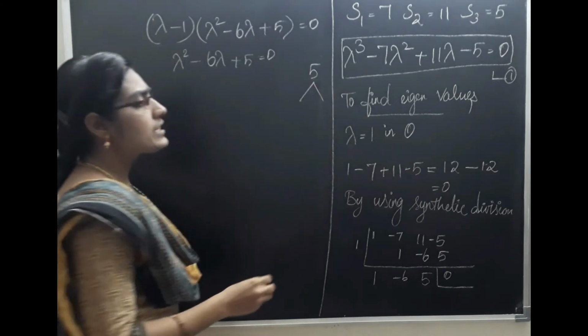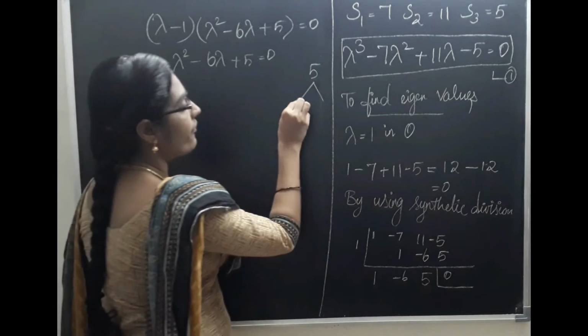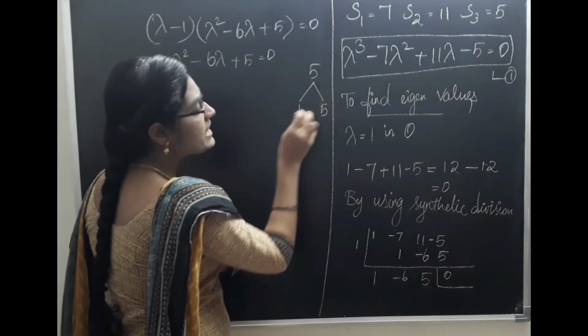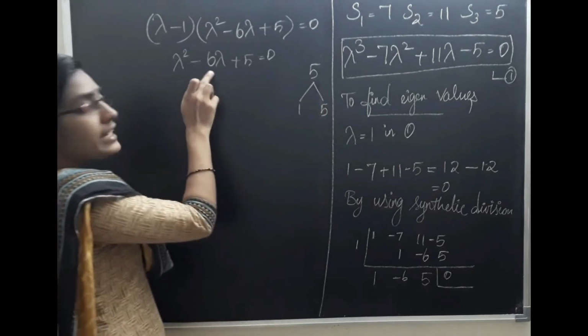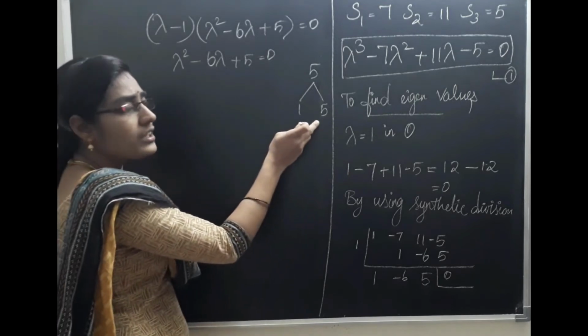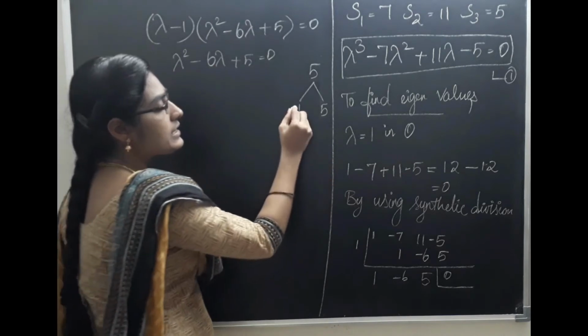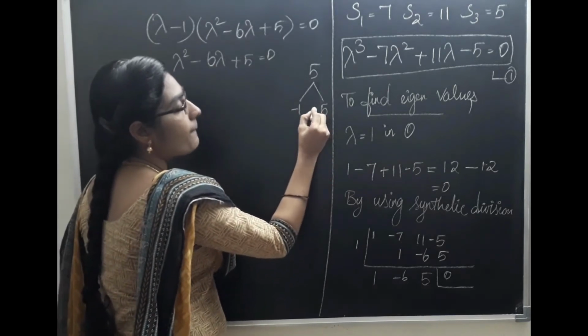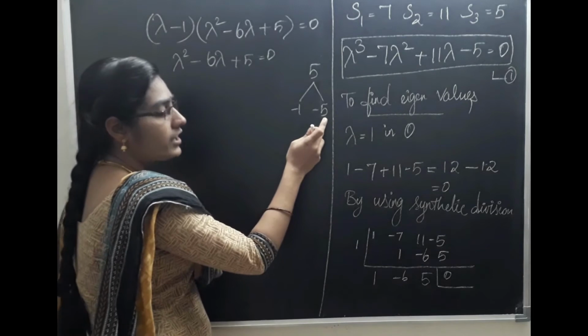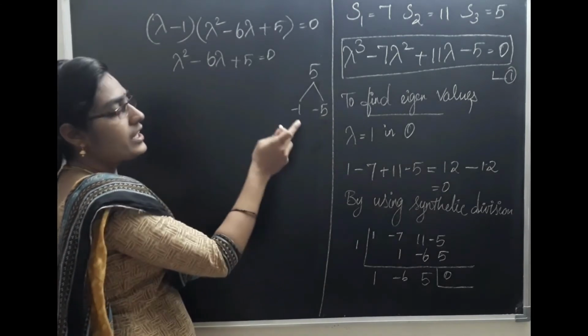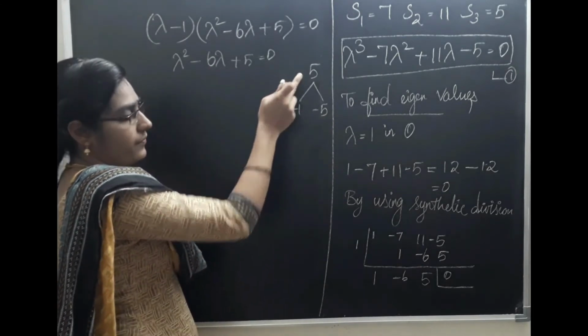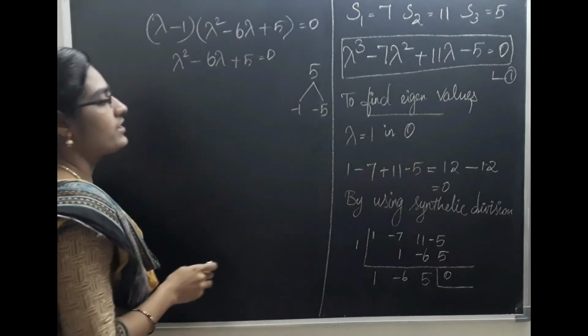1 into 5 is 5. But once you add these roots, you need to get minus 6. If you add here, you will get plus 6 only, no? Then how can we make it minus 6? Minus 1, minus 5. Now if we add, we will get minus 6, and if we multiply, we will get 5. So these are the roots of this equation.